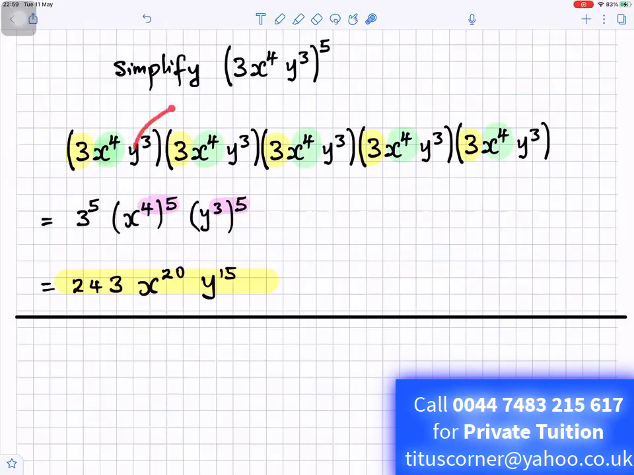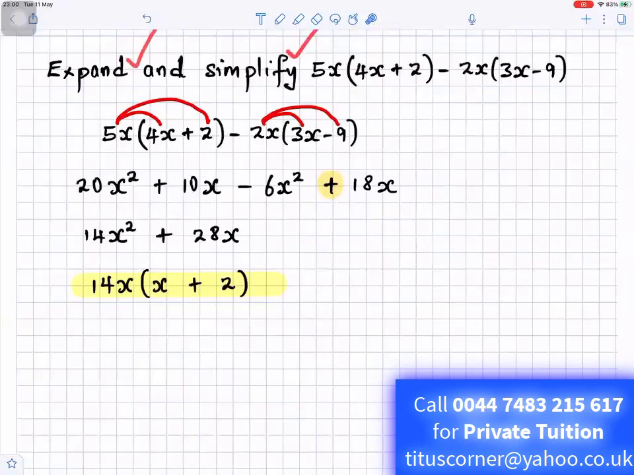Y to the power 3, written 5 times. So y cubed to the power 5. So 3 times 5 is 15. So your answer is 243, x to the power 20, y to the power 15.